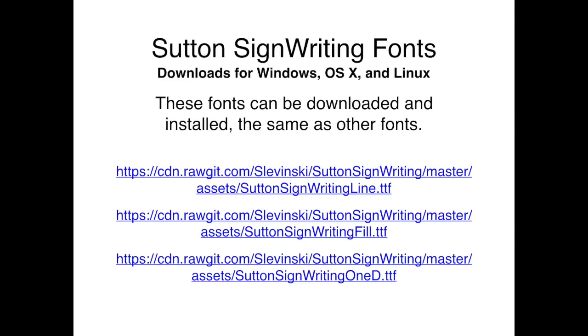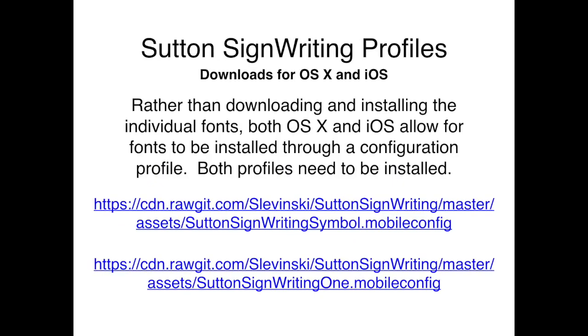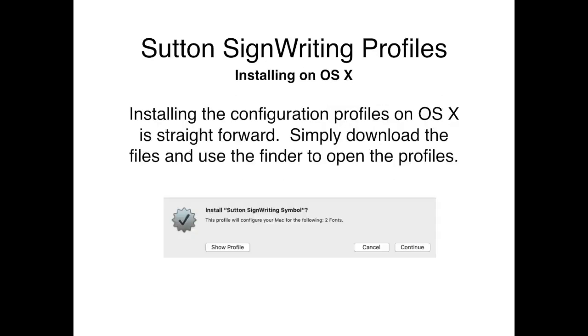For Windows, OS X, and Linux, you can simply download the files and install the same as other fonts. Alternately, for OS X, you can download and install two configuration profiles instead. The configuration profiles can also be used for iOS. When installing the configuration profiles in OS X, simply open the profile after downloading, follow the instructions, and install.